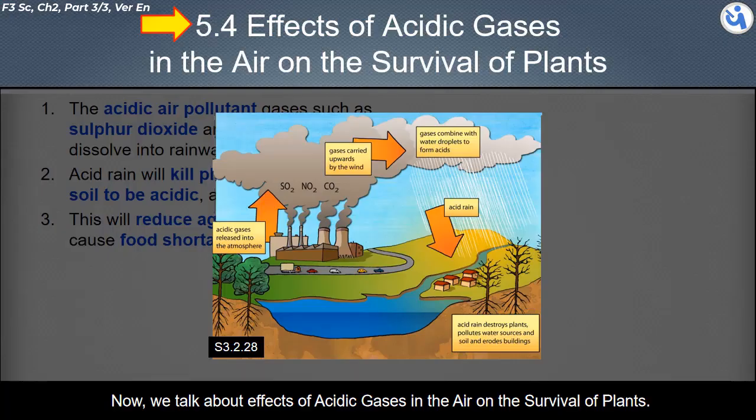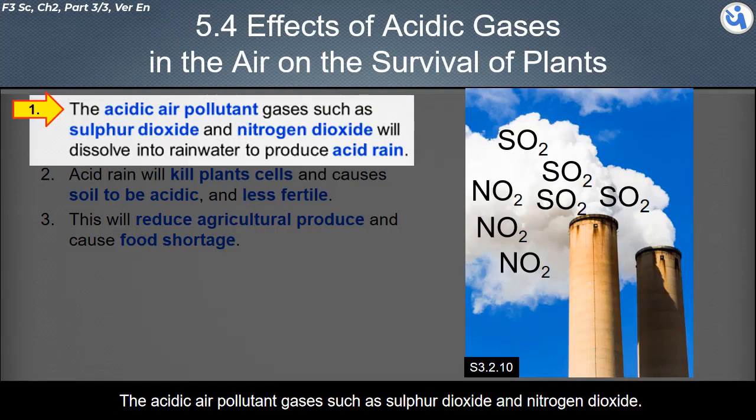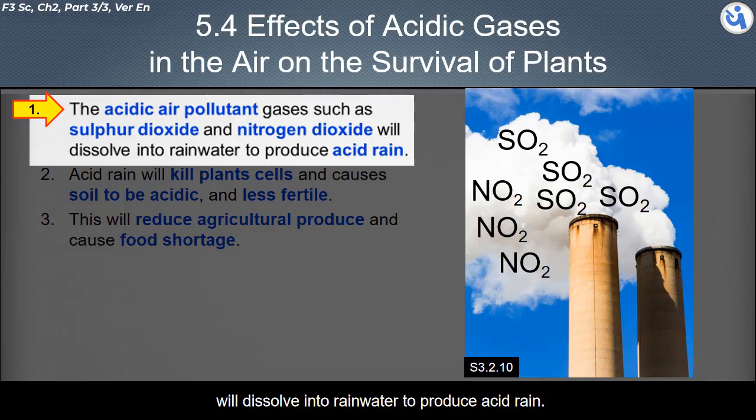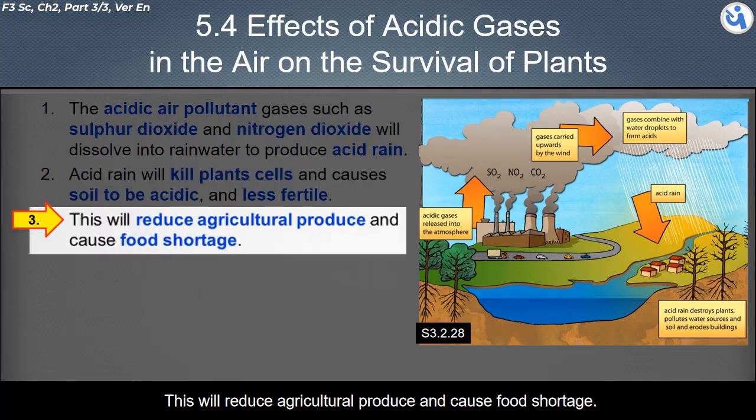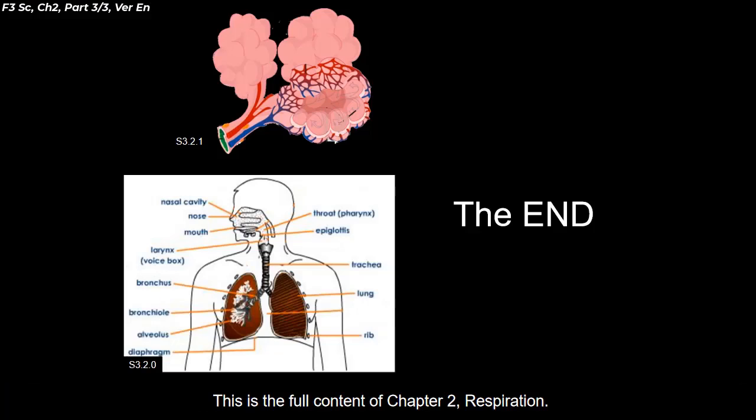Now, we talk about the effects of acidic gases in the air on the survival of plants. Acidic air pollutant gases, such as sulfur dioxide and nitrogen dioxide, will dissolve into rainwater to produce acid rain. Acid rain will kill plant cells and cause soil to be acidic and less fertile. This will reduce agricultural produce and cause food shortage. This is the full content of Chapter 2, Respiration.